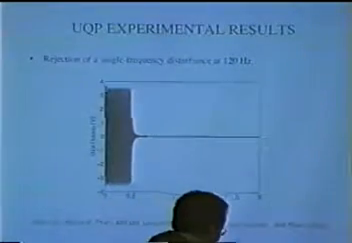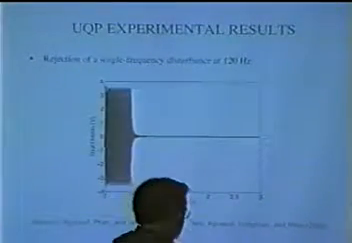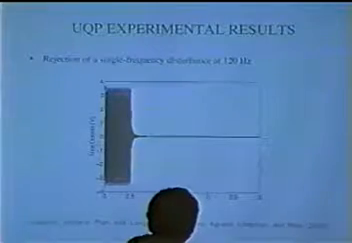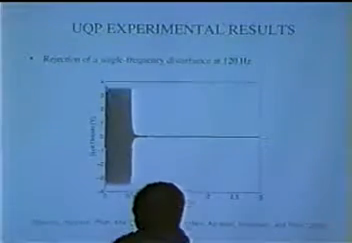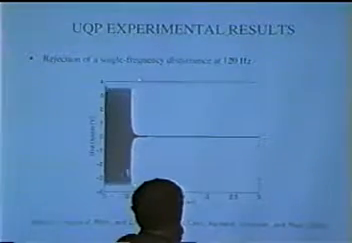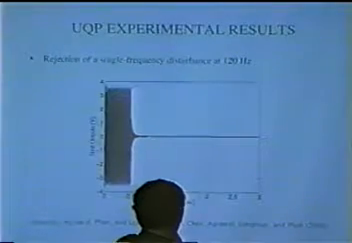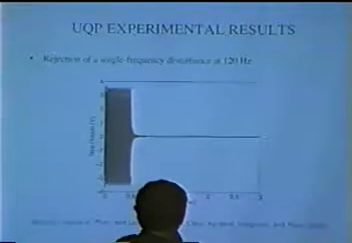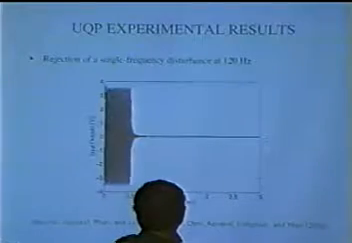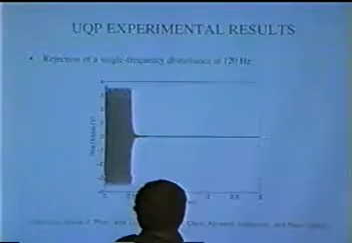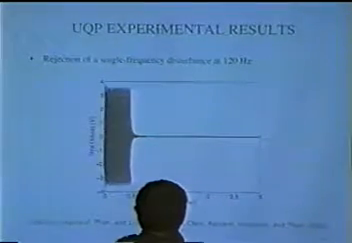Okay, so in this experiment, we put in a disturbance at 120 hertz, and the adaptive basis function approach computes that signal, phase shifts it, and then generates the control to reject that disturbance. Okay, so that's the experimental result there.